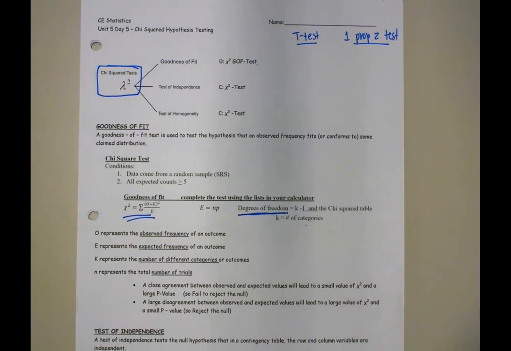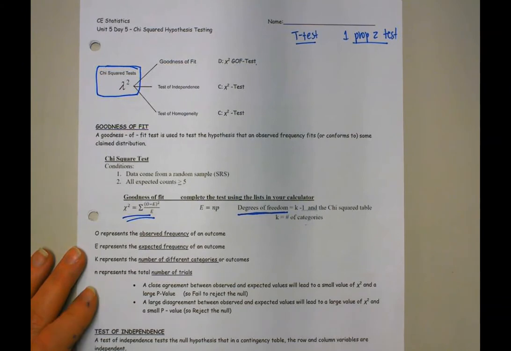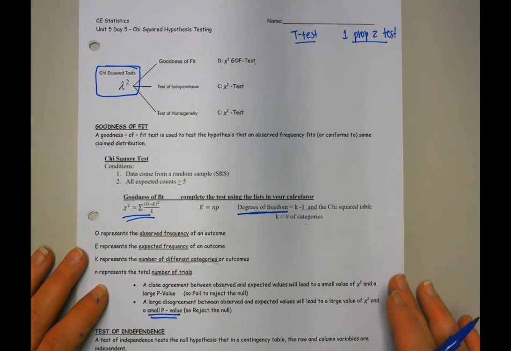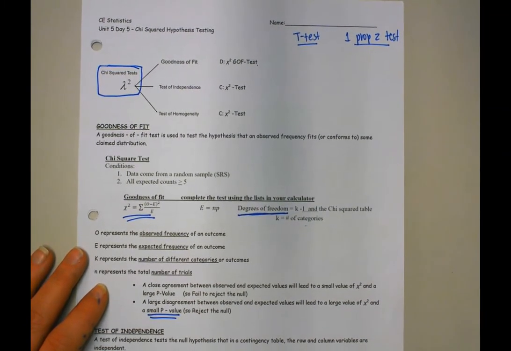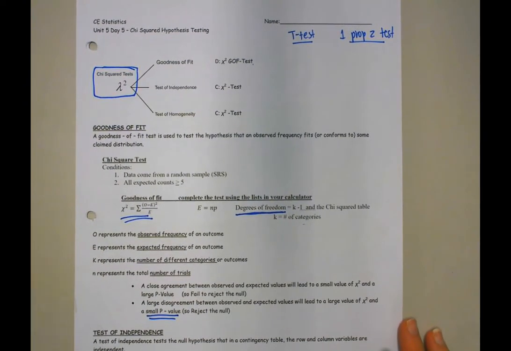The same thing is true for all of these hypothesis tests. If your p-value is low, you reject the null hypothesis. If your p-value is not lower than your significance level, then you fail to reject. So I think it makes more sense to look at this in context of a goodness of fit problem and how we'll end up running the test.